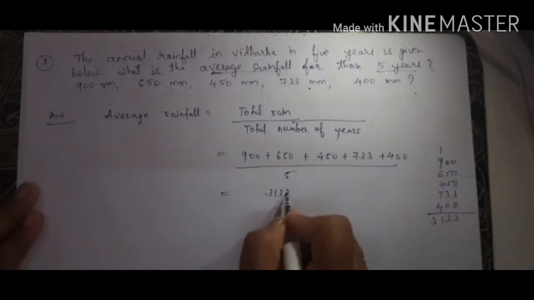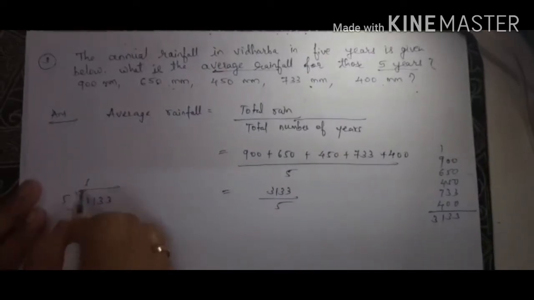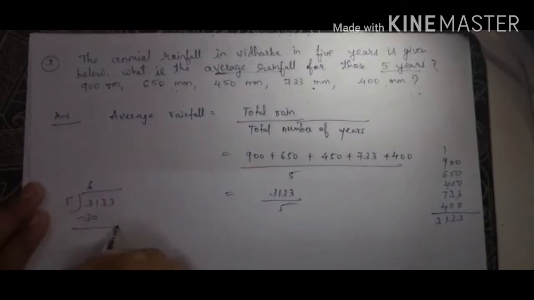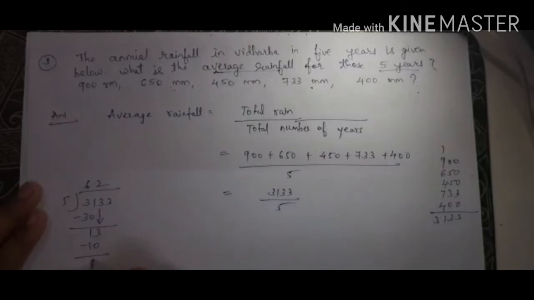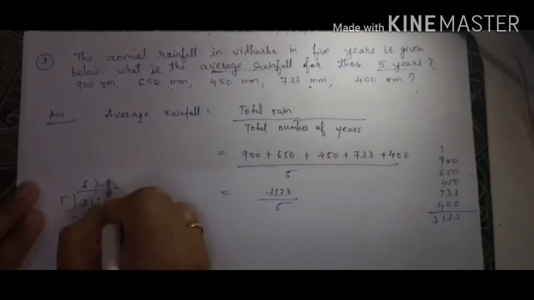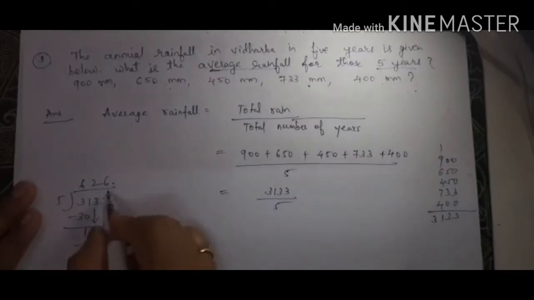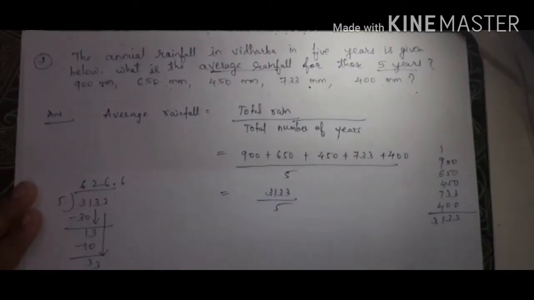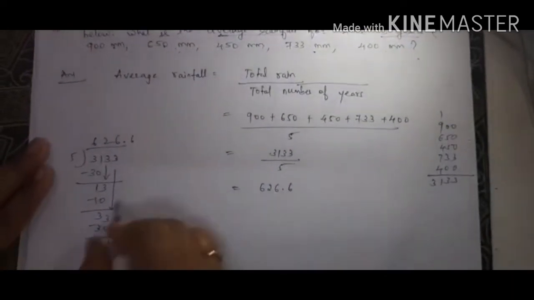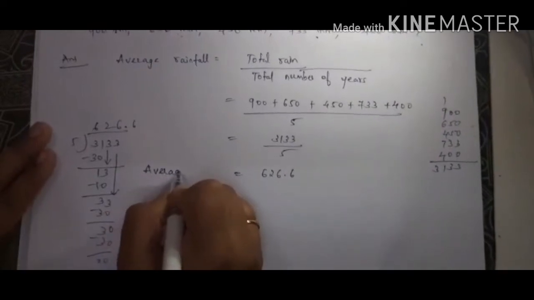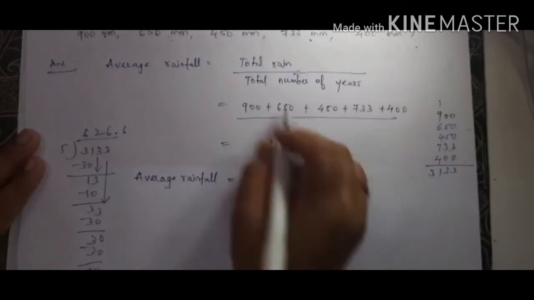3133 divided by 5. So let's divide 3133 by 5. 5 sixes are 30. 31 minus 30 is 1. Take this 3 down. 5 twos are 10. 3. 5 sixes are 30. 3 remaining. Take the point down. Borrow 0. 5 sixes are 30. So this is 626.6. So average rainfall we got is equal to 626.6. This is in millimeter.